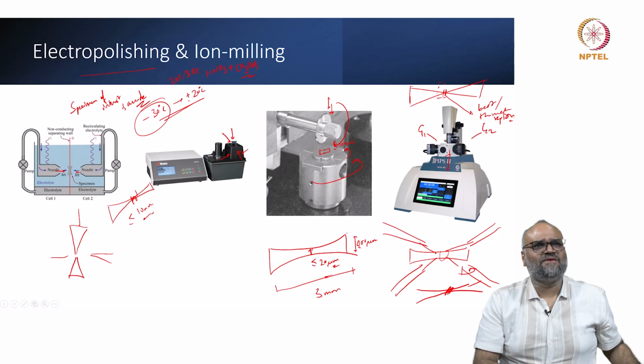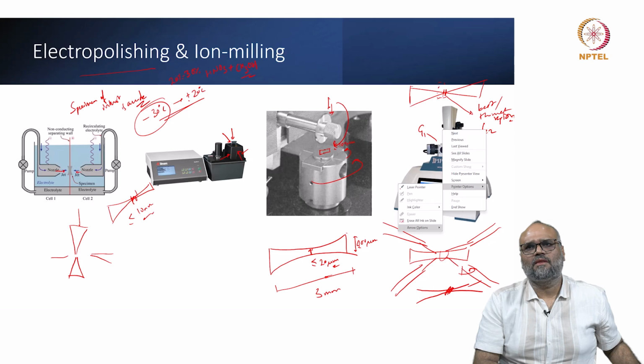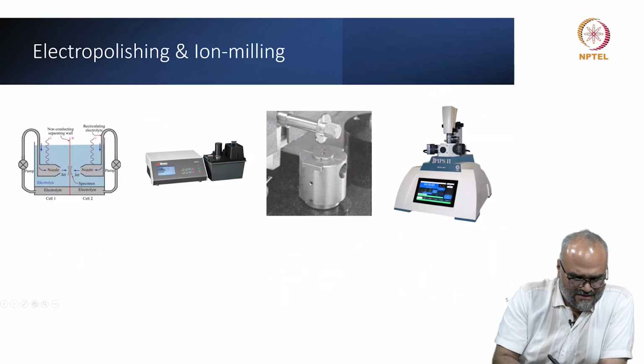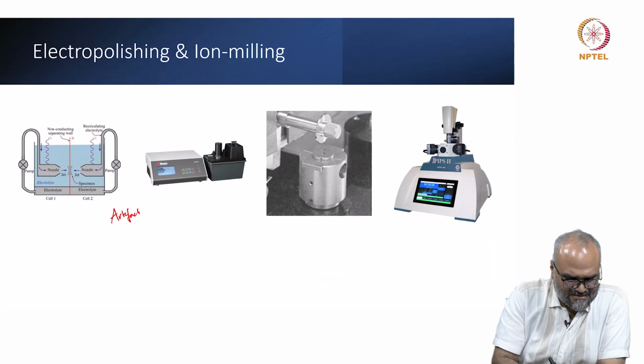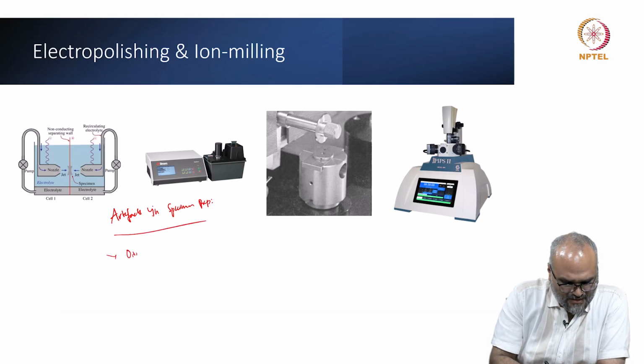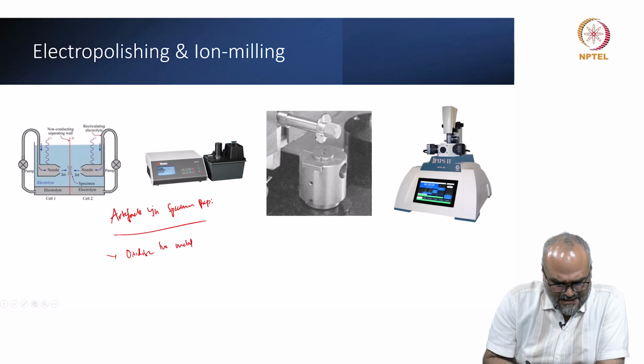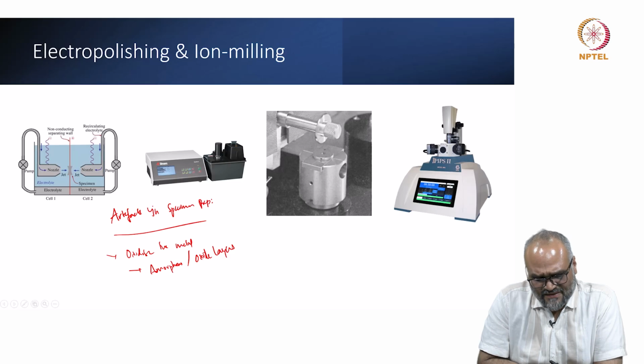So the common artifacts in specimen preparation are, in electropolishing, you may oxidize the metal a lot, and you can have amorphous or sometimes a few crystalline oxide layers right next to the hole. So please be aware of this.